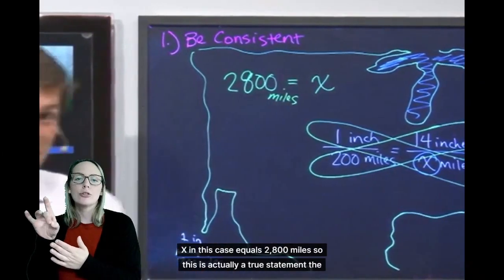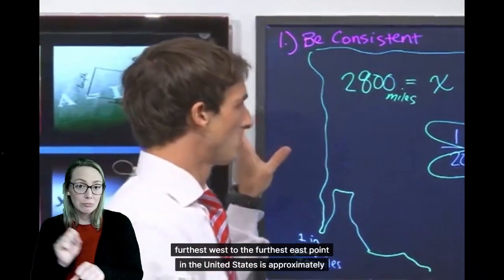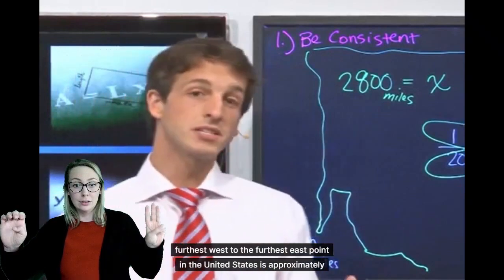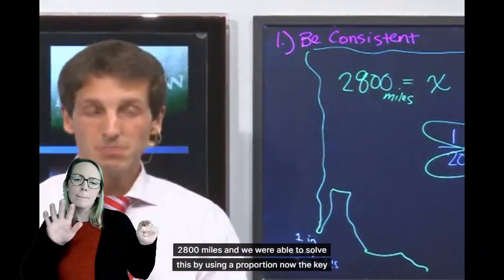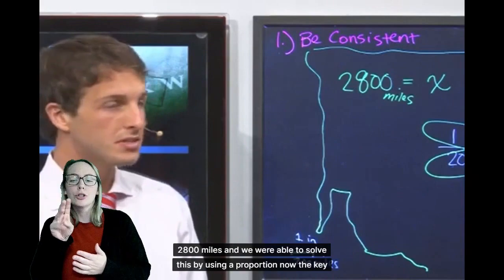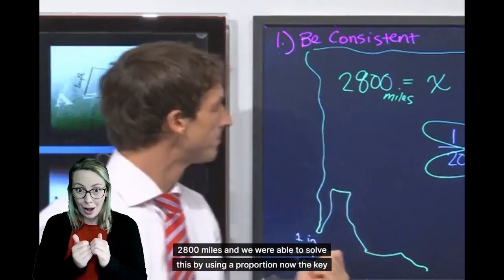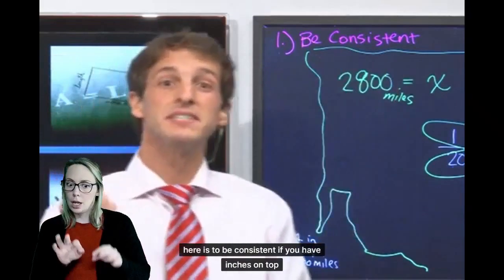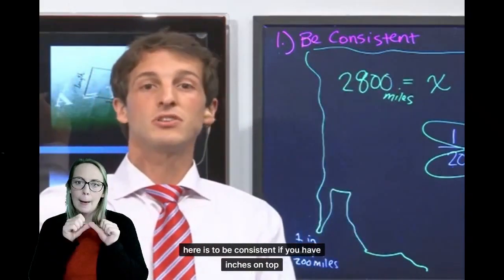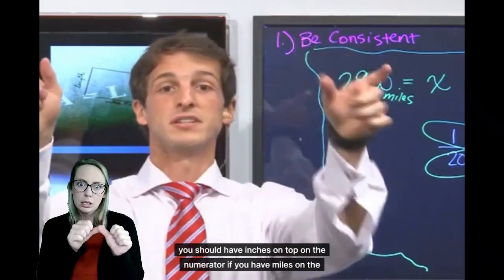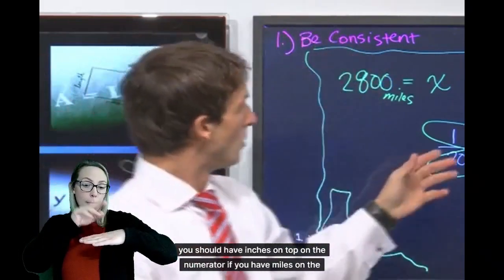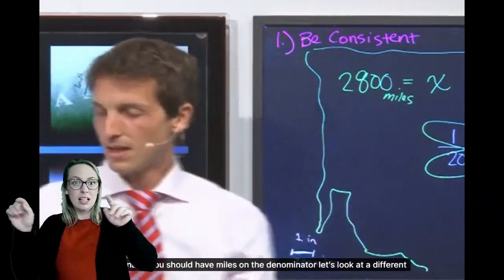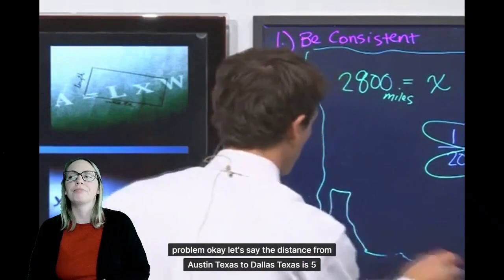So this is actually a true statement. The furthest west to the furthest east point in the United States is approximately 2,800 miles. And we were able to solve this by using a proportion. Now the key here is to be consistent. If you have inches on the numerator, you should have inches on the numerator. If you have miles on the denominator, you should have miles on the denominator. Let's look at a different problem.